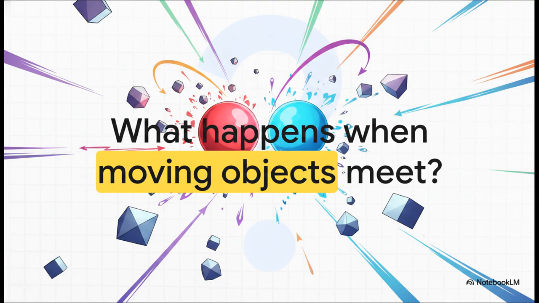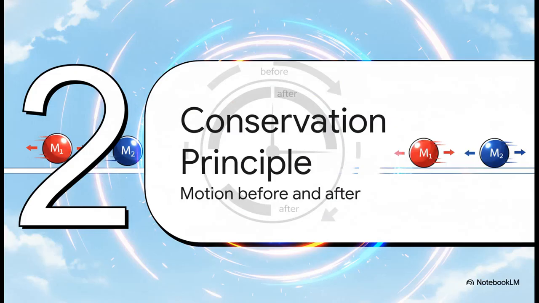It's all well and good to picture one single object just gliding smoothly down a straight line. But physics gets way more interesting when things actually interact. So the big question we have to ask ourselves, and really the question our source material forces us to look at, is this: what happens when these moving objects actually meet? That brings us nicely to Section 2, the conservation principle, analyzing motion before and after.